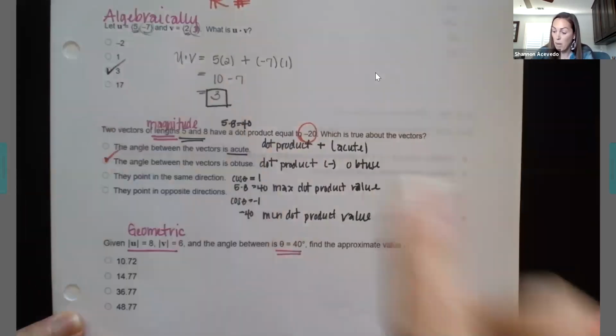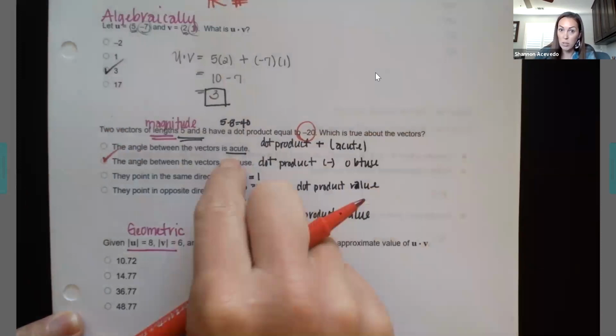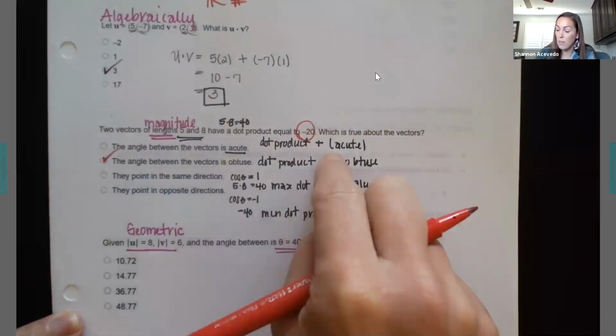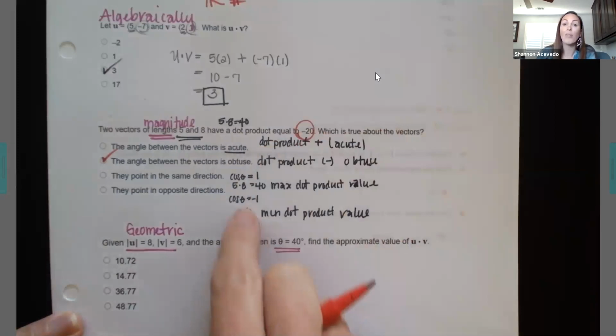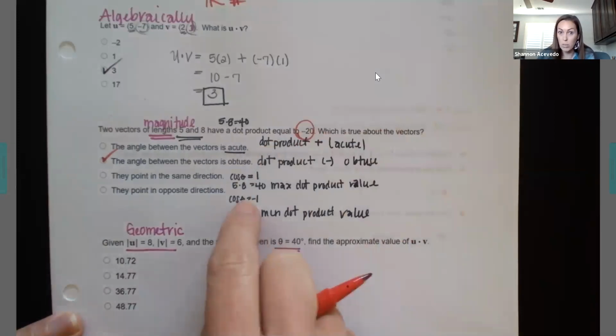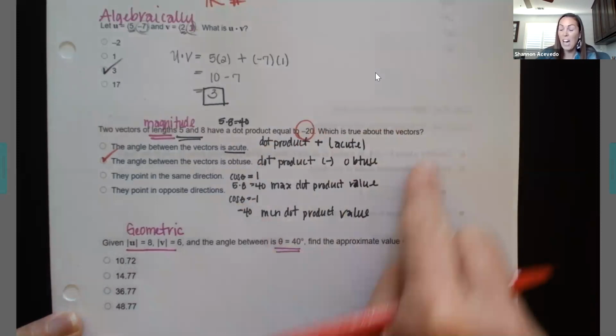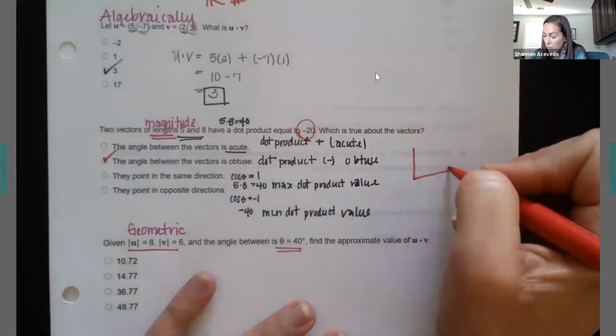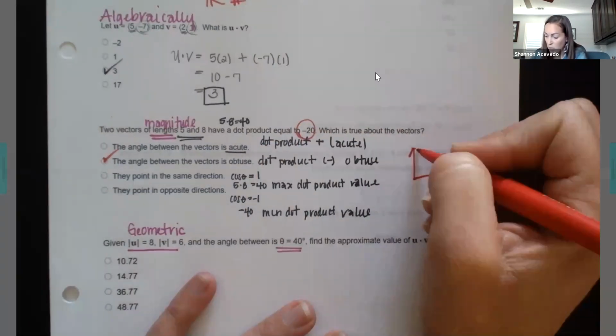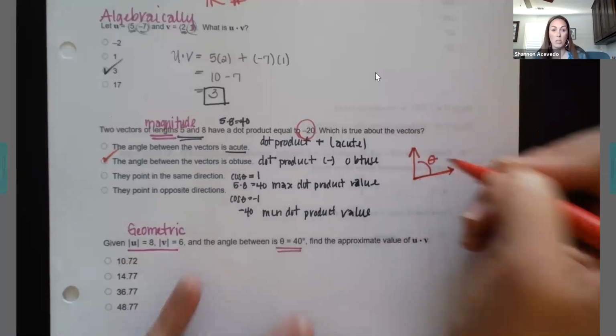So if it was a positive dot product and not one of these two, then it would be acute. If it's a negative and not one of these scenarios, then it's going to be obtuse. So this is your summary on how to figure out the angles between the vectors. Again, we're talking about the angle between the vectors. Here's a vector, here's a vector. What is this angle in between?